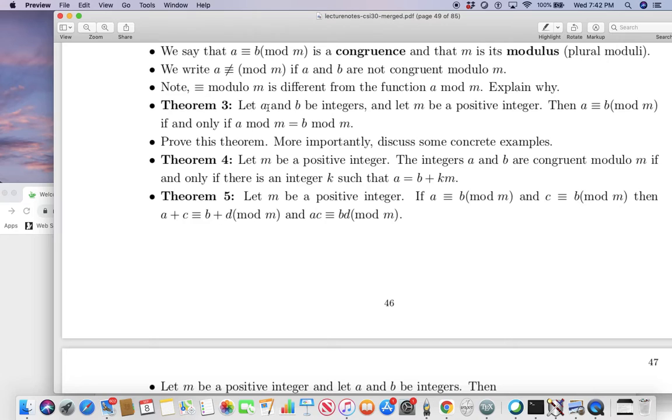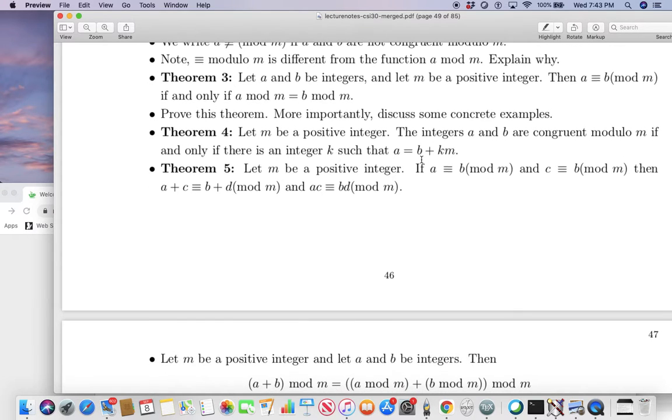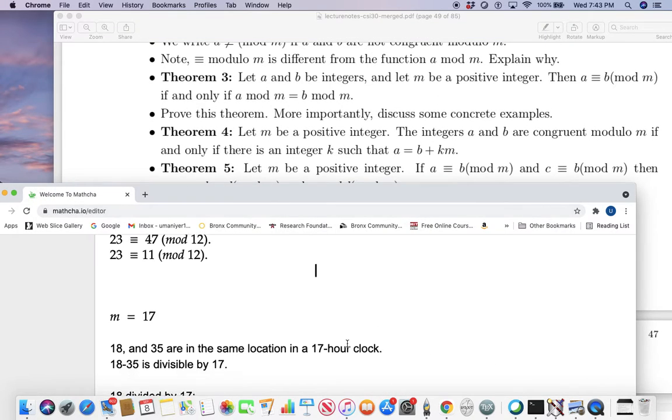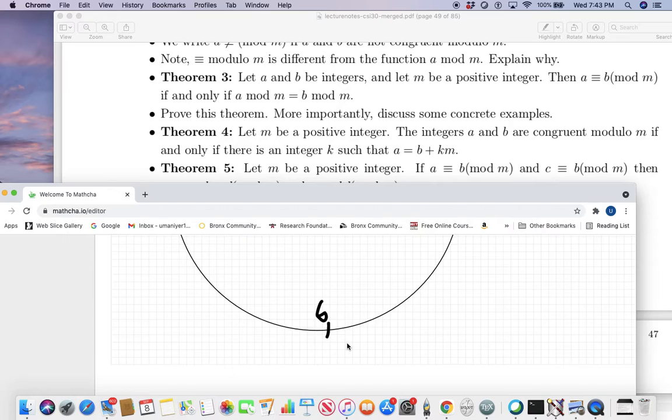Let's look at a theorem. Let a and b be integers and m be a positive integer. Then a is congruent to b modulo m if and only if a mod m equals b mod m. What does that mean, if and only if? So let's go through this carefully. A proof of theorem 3.